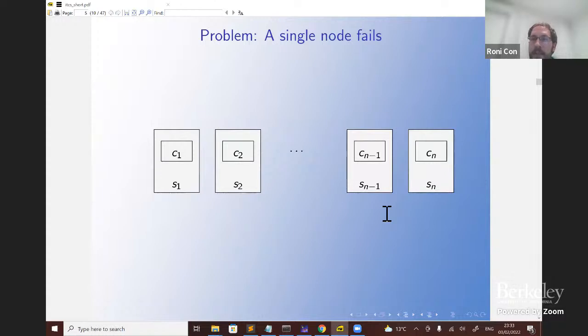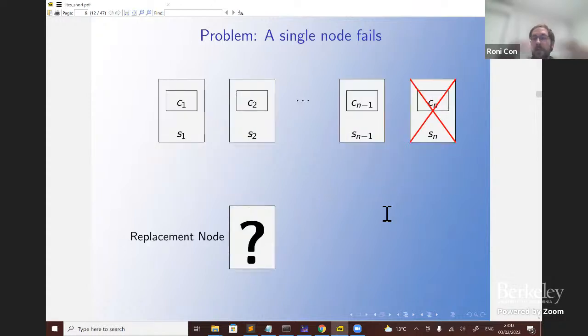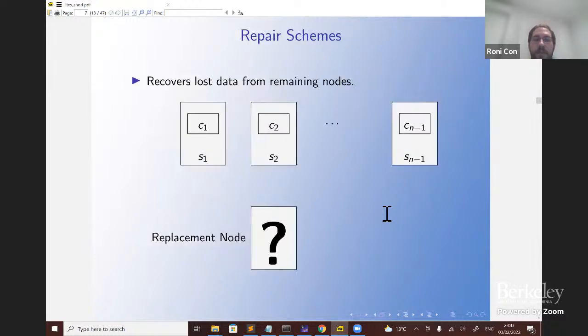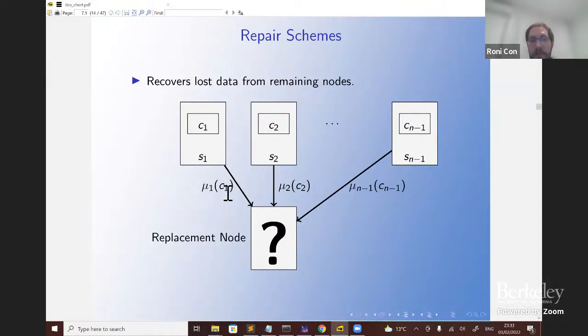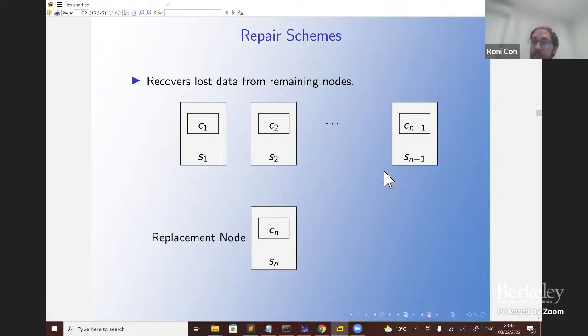Now, a common problem in storage is that a node fails. And when a node fails, we bring up a new replacement node, and its job is to recover the data that was on the server that failed. So how does it do that? It does that using a repair scheme. Basically, it receives information from the remaining nodes, some function of the data that they store. We see here mu1 of c1, mu2 of c2, and so on. And upon receiving this data, the replacement node recovers the data that was on the server that failed.